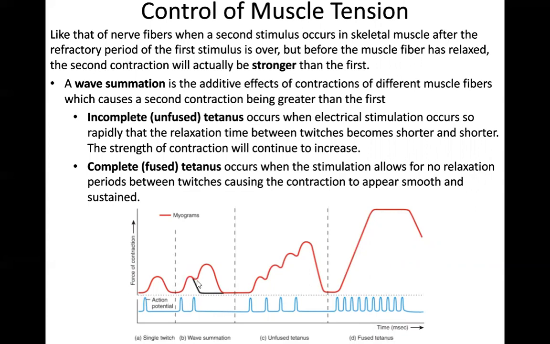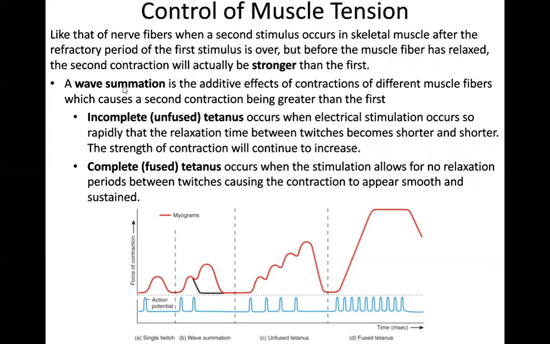Over here in our second portion of the graph, we call this wave summation, where we show two action potentials. The first causes contraction, and as you can see, it's the same strength of contraction as what we saw over here with the twitch. As we start to relax, before we relax all the way to rest with no force, we hit it with a second action potential, which causes force production to go up even more.